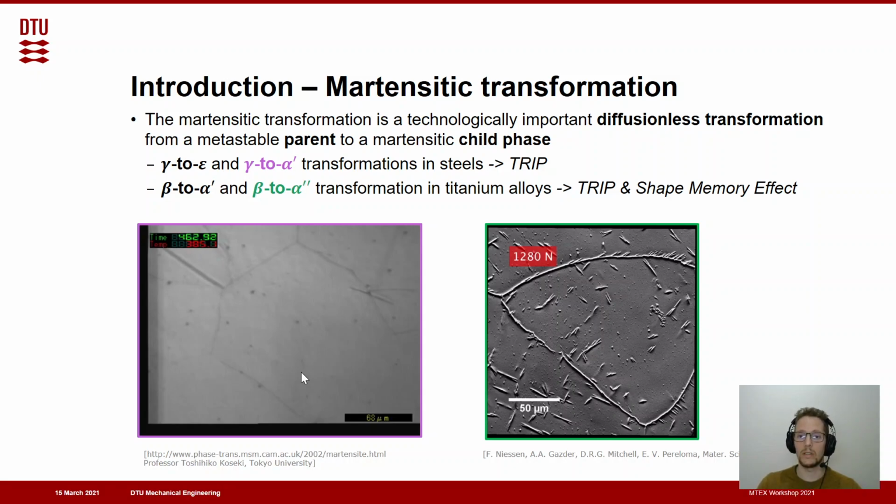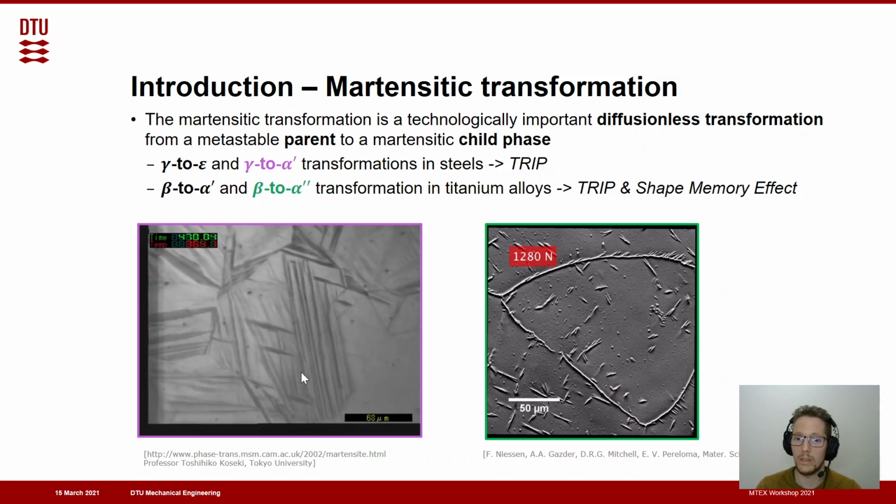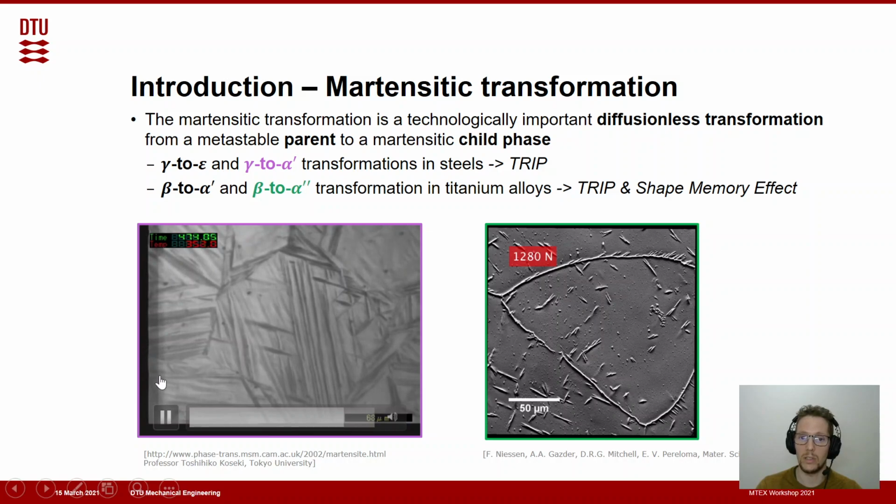Let me just briefly introduce you to Martensitic transformations if you don't know at all what they are. Martensitic transformation is a technologically important diffusionless transformation from a metastable parent to a Martensitic child phase. Down here, we see a transformation of gamma to alpha prime in steels. You can see that this happens more or less with the speed of sound, by a diffusionless process, very rapidly.